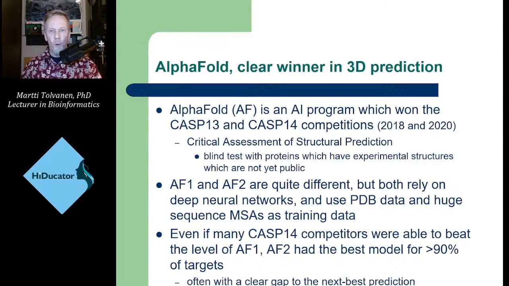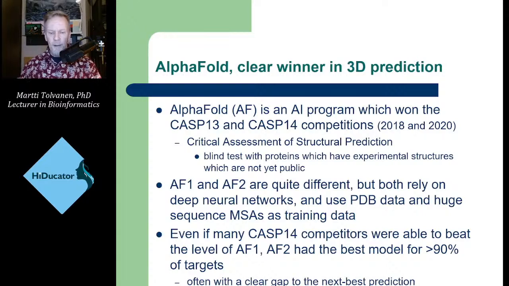The competitions work so that they get structural models from authors who still haven't published the models, and only the sequences are given to the competitors. And once the predictions are in, they can go ahead and publish the structures, and the predictions are compared to the true structures and ranked.